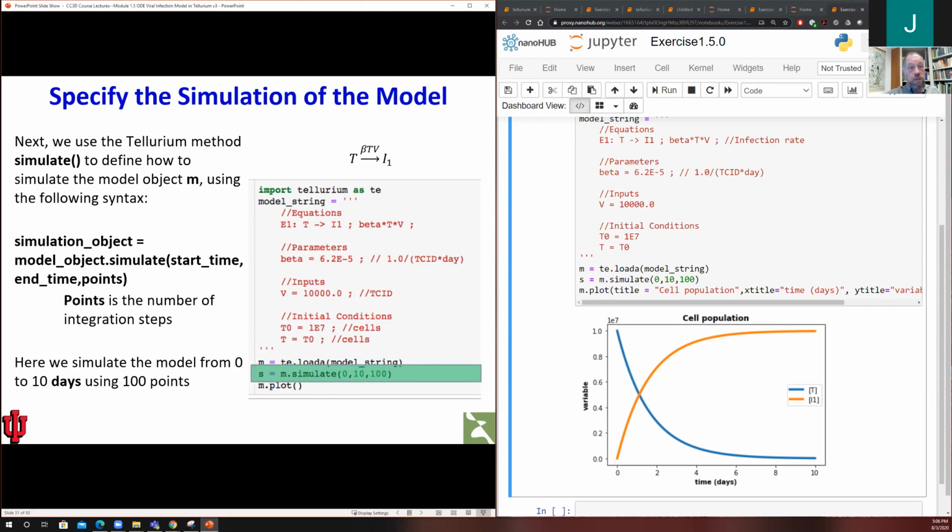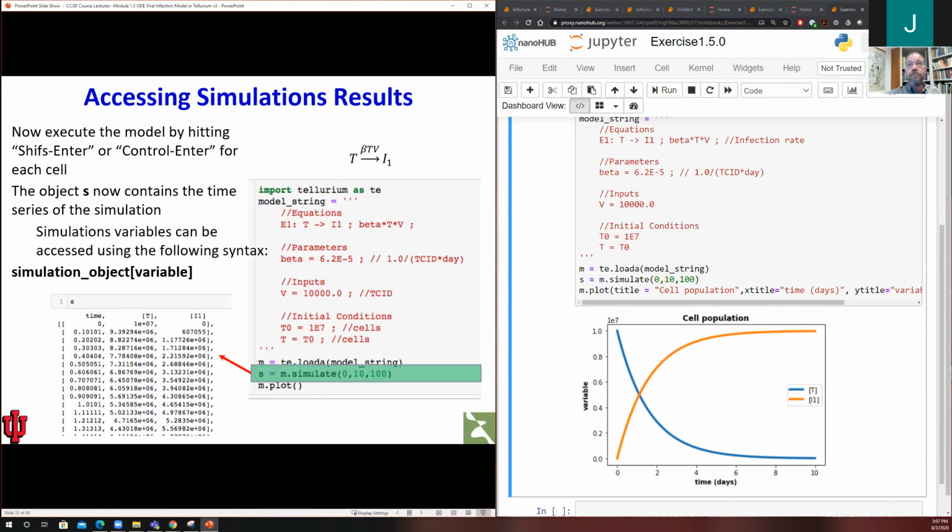There's also at least one stochastic method. Gillespie will do a Gillespie stochastic solution of the same equations. And so if you're interested in stochasticity, you can try that. We're not going to try that today. So we run m.simulate, and that returns an object.